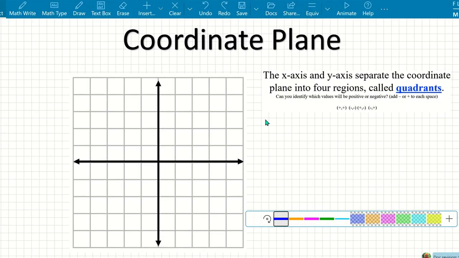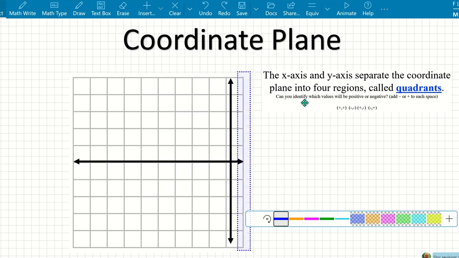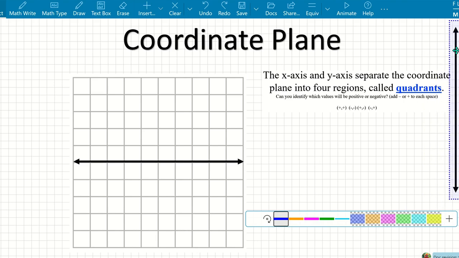This is a coordinate plane. When trying to decide if a number might be positive or negative, think of it as if it was two different number lines crossing each other. Let me illustrate this by removing the vertical line so we're just looking at the horizontal line.